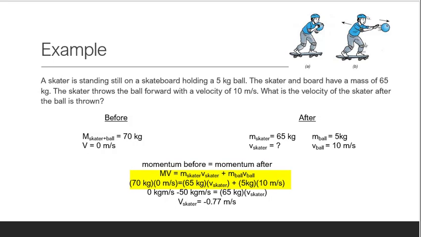So 70 times 0 is going to give us 0. And then we have the mass of the skater times its velocity, which is what we're hunting for, and then the momentum of the ball. And when you work it all out, you end up with a velocity of the skater of -0.77 meters per second. So the skater's going backwards, the ball's going forwards. The skater's much larger than the ball, so the skater's moving slower.